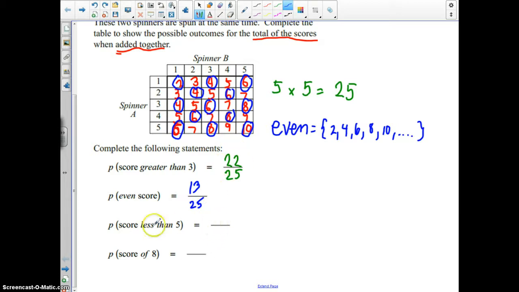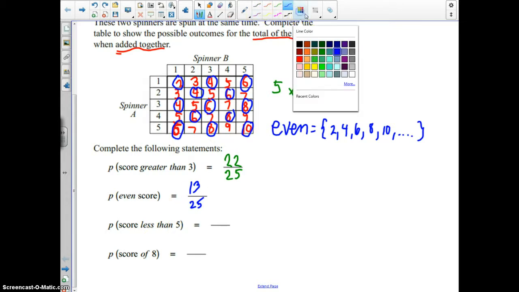Right. Now, what about the probability the score is less than 5? Okay, so probability that the score is less than 5. Now, what are the numbers that are less than 5? Let's think about that. Okay, so I'm going to choose pink over here. Right, what are the scores less than 5? So basically those are 4s, 3s, and 2s, right?